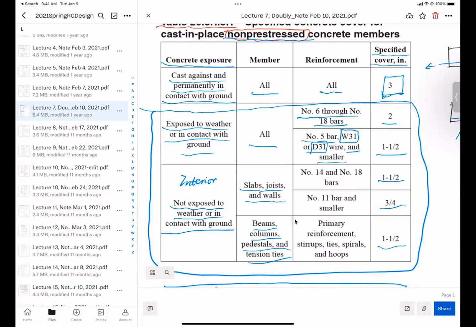Okay, so if I say the beam is at the corner of BCH on an exterior wall, which situation am I in? Number two, right? And this is a beam. Member means this beam, right? Yes, question?